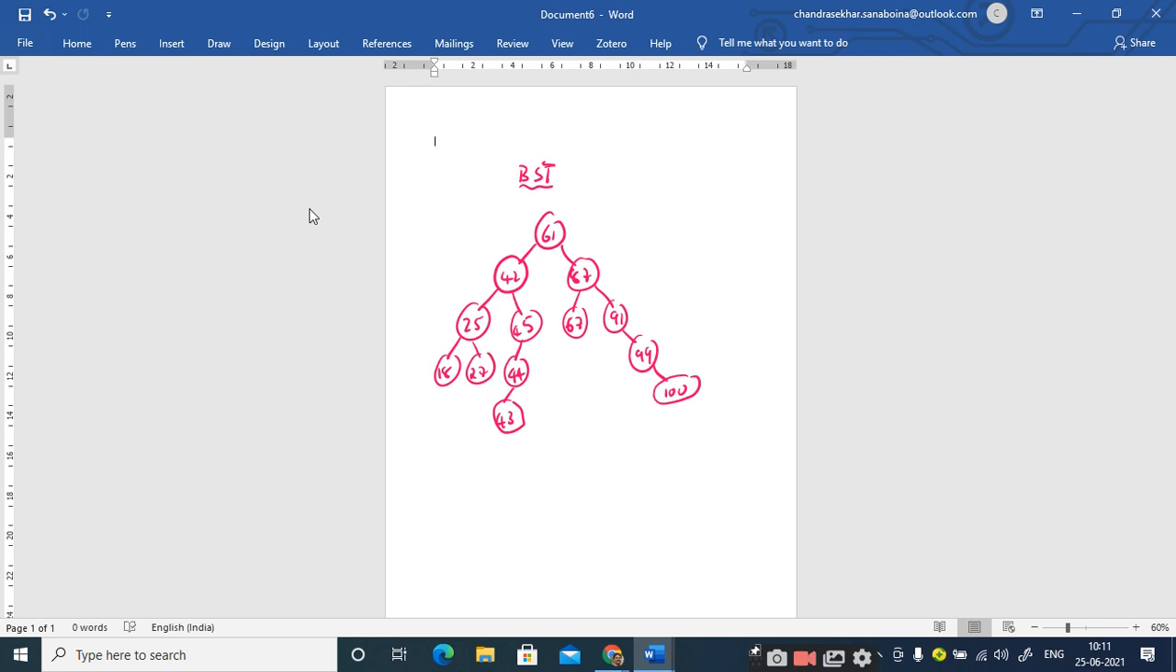So the doubt that arose is, when we are implementing the deletion of a node with 2 children, right? What node should replace it? For example, let me delete this 42. 42 consists of 2 children, right? If I want to delete 42, what are the 2 options I have? The minimum element from the right subtree and the maximum element from the left subtree. Am I right or not?